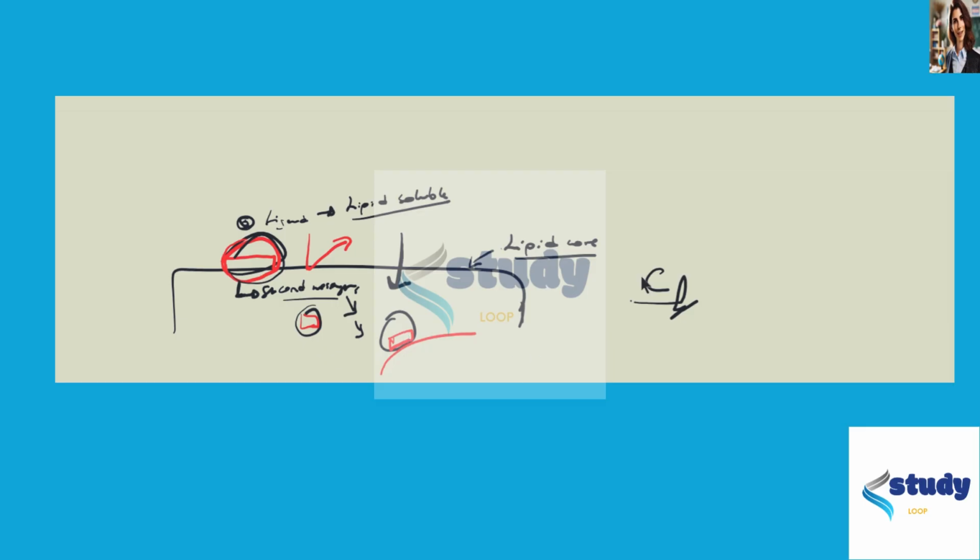Option D says the second messenger does not recognize a signal from the receptor, and this is false because intracellular receptors are not related with second messengers. The correct option is option C.